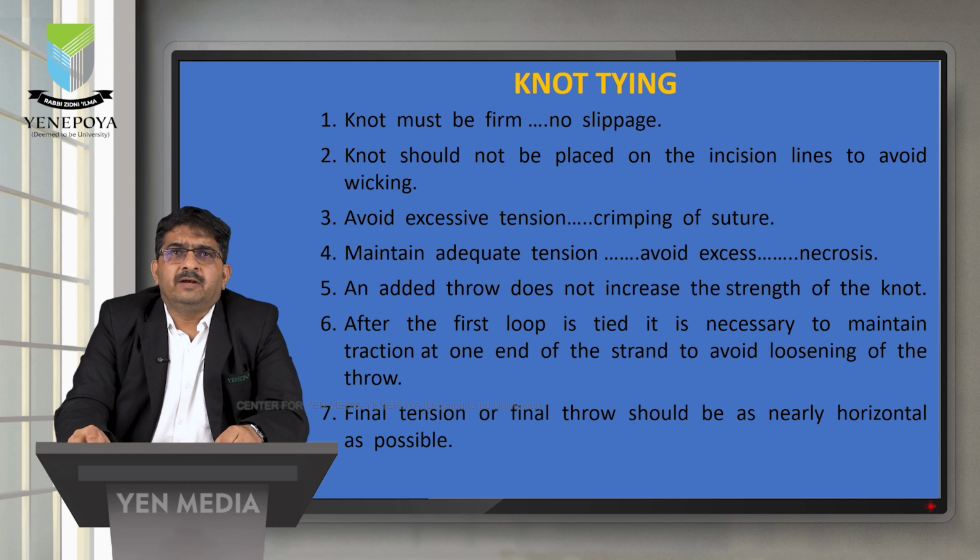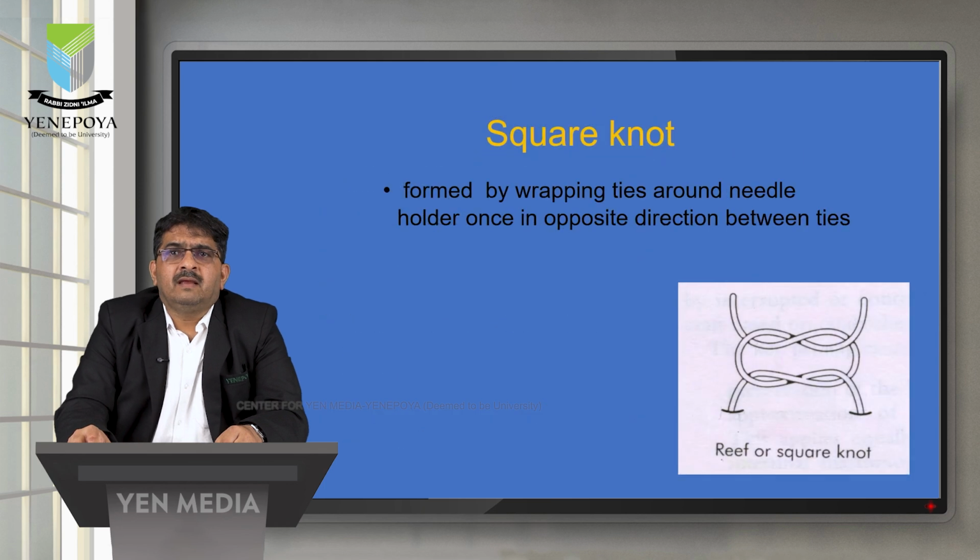It is also important to know about knot tying. We should not use excessive tension, which I have already discussed, and should maintain adequate tension so that the wound edges come in contact with each other so that proper healing takes place. When we talk about knots, there are different knots. The first and foremost is the square knot, which is formed by wrapping ties around the needle holder once in the opposite direction between the ties.